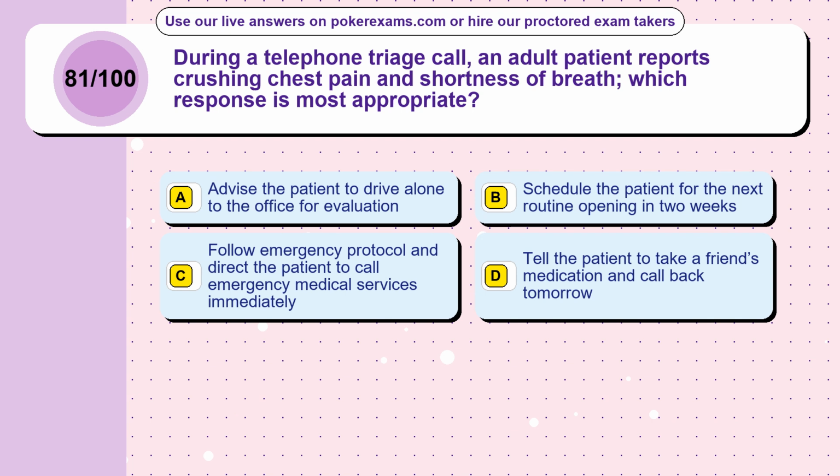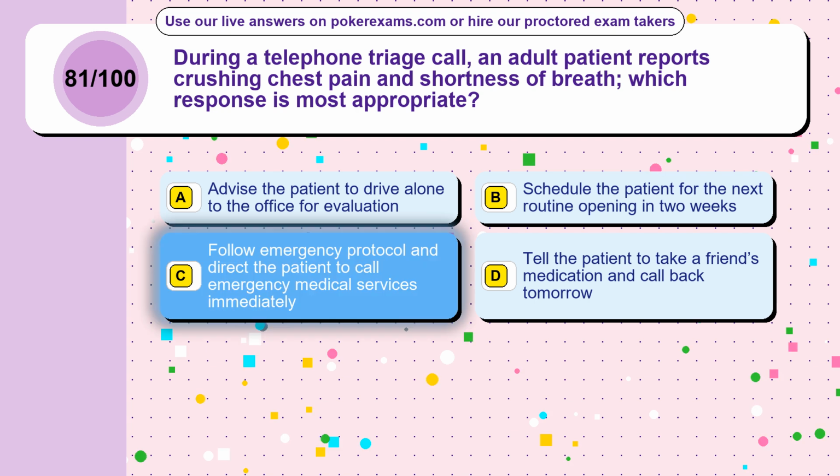Question 81. During a telephone triage call, an adult patient reports crushing chest pain and shortness of breath. Which response is most appropriate? Option A. Advise the patient to drive alone to the office for evaluation. Option B. Schedule the patient for the next routine opening in 2 weeks. Option C. Follow emergency protocol and direct the patient to call emergency medical services immediately. Option D. Tell the patient to take a friend's medication and call back tomorrow.